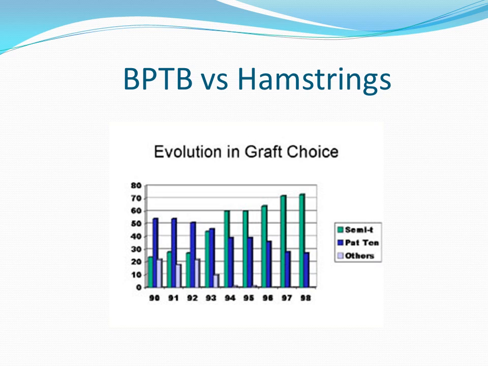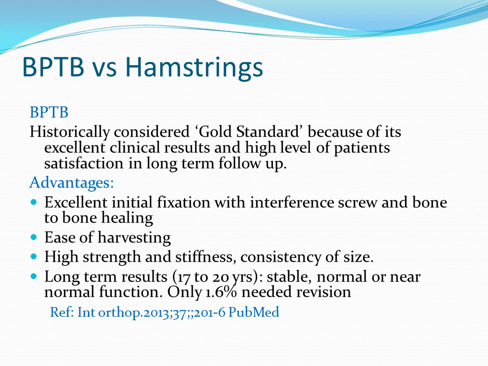Let us see a little bit about the evolution of grafts. In the 90s, the BPTB was very popular, and as you go from 90 to 98, the semitendinosus graft became extremely popular. Let us talk a little more about BPTB and hamstring because these are the two grafts which have been used all over the world, and we'll see what advantages and disadvantages they have.